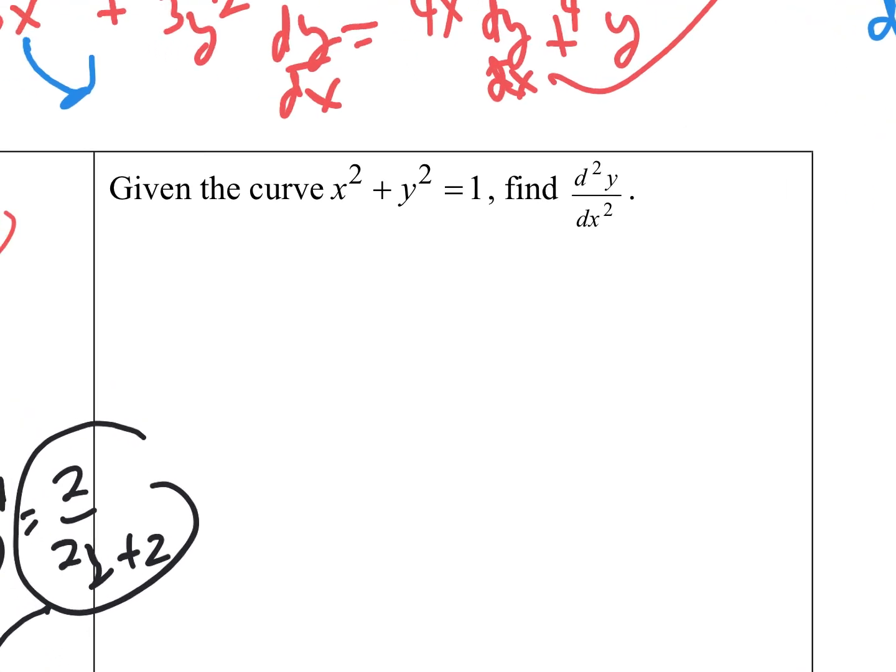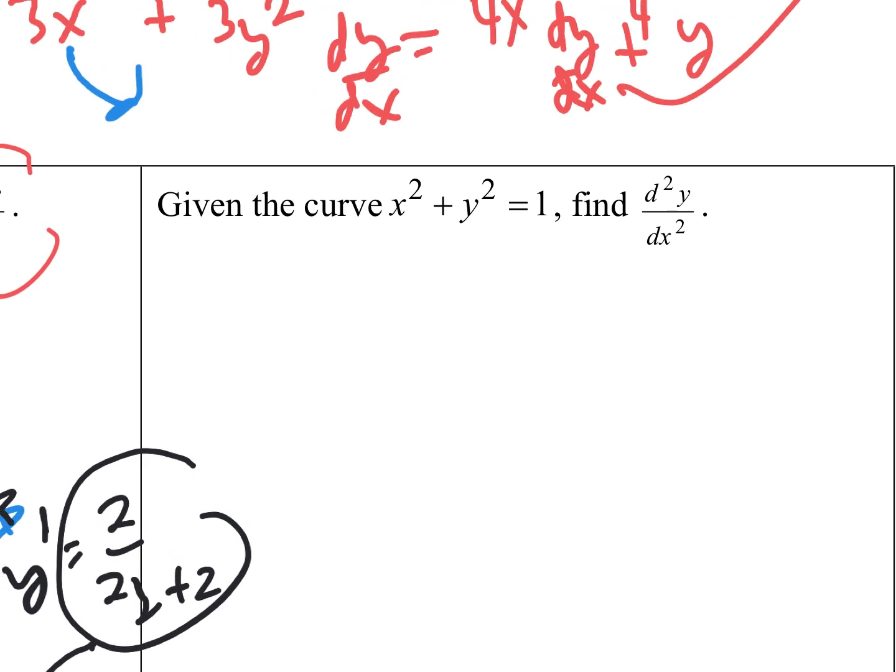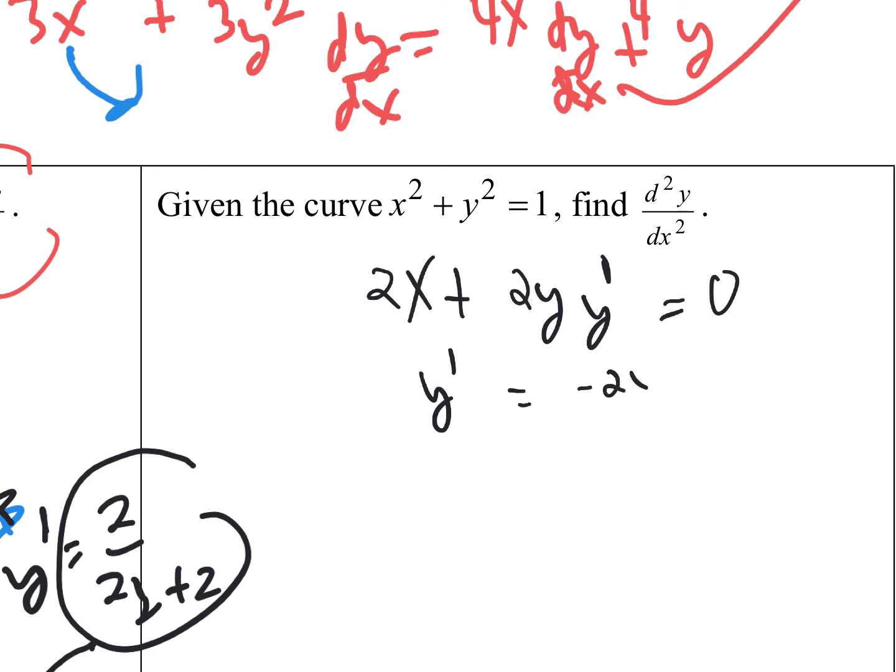One more. I'm getting lazy with my notation because I'm tired, but in real life we don't do all that detail. We just say the derivative of x squared is 2x, the dx/dx goes away in our head, plus the derivative of y squared is 2y y prime. Derivative of 1 is 0. Solve for y prime: negative 2x over 2y, which is negative x over y.